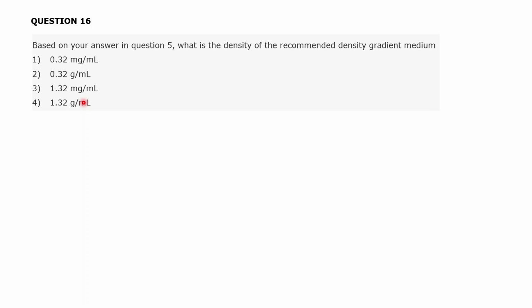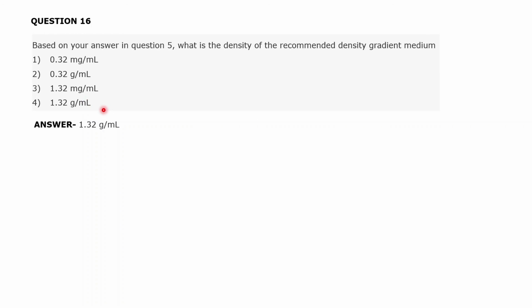Which is the recommended density of a density gradient medium? Okay, so I am getting option number D. Yeah, so the answer to this is option number D, that is 1.32 gram per milliliter.